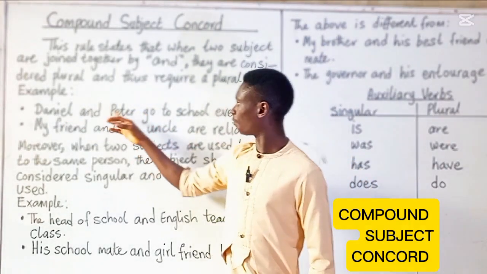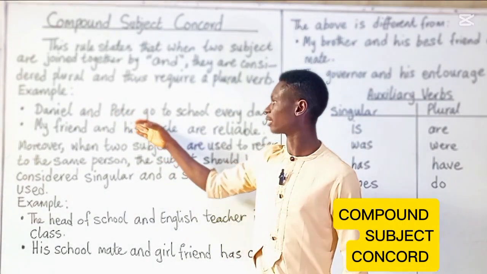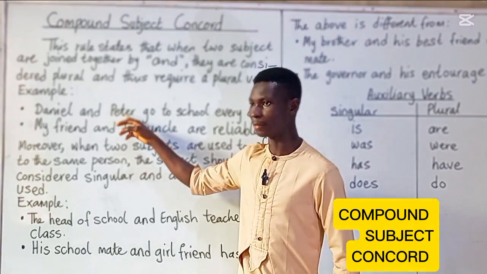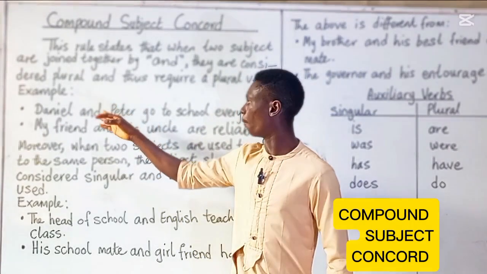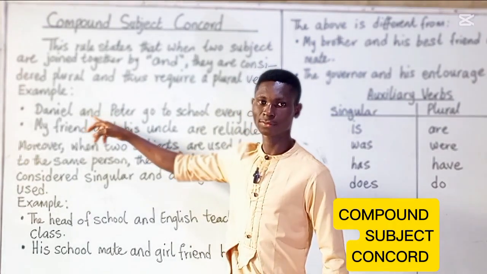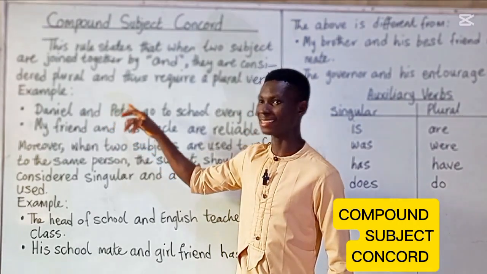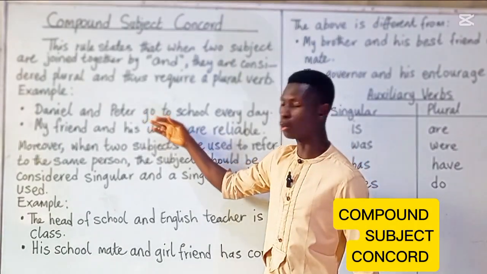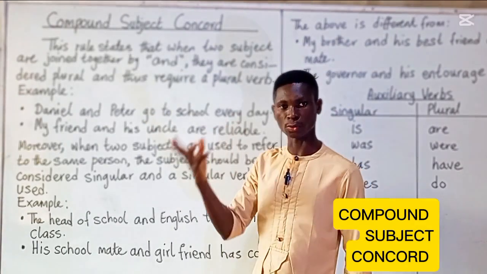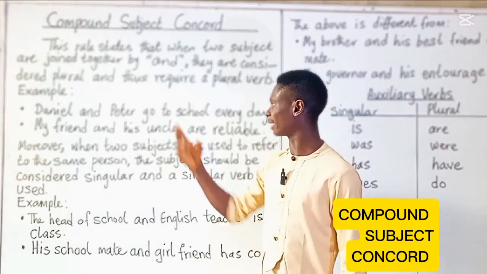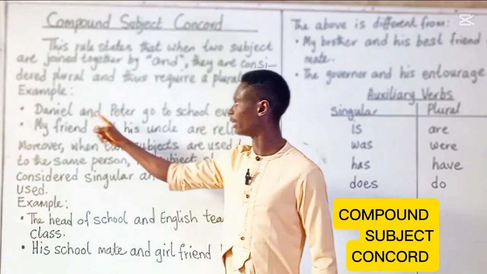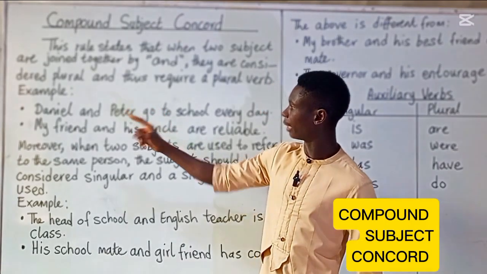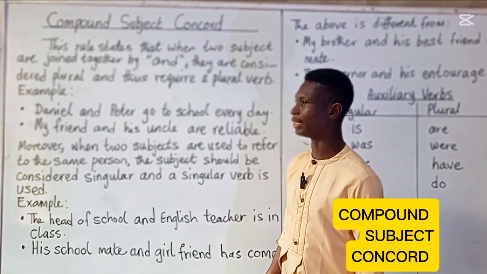Hence, Daniel and Peter is regarded as a compound subject because we have two entities, two names, Daniel. We also have Peter, and the two entities are joined by the conjunction and. Hence, the subject of this sentence is considered plural and then require a plural verb, go. Note that goes is a singular verb, whereas go is a plural verb. So since this subject is plural, we choose go as the verb. So Daniel and Peter go to school every day is correct.